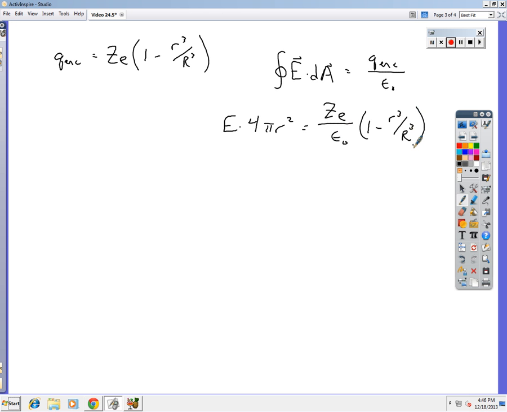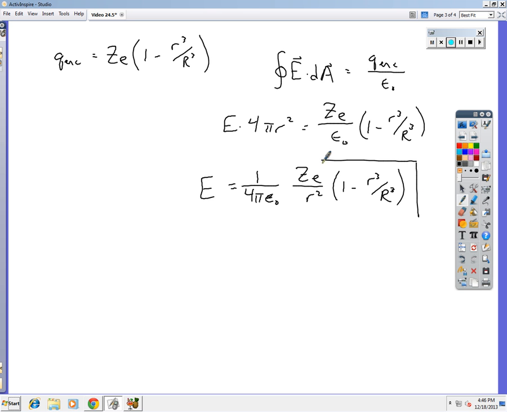And now we divide by 4 pi r squared, and we find that the electric field is 1 over 4 pi epsilon 0, remember that's just Coulomb's constant, times ZE over r squared times 1 minus r cubed over big R cubed. And that is our answer.